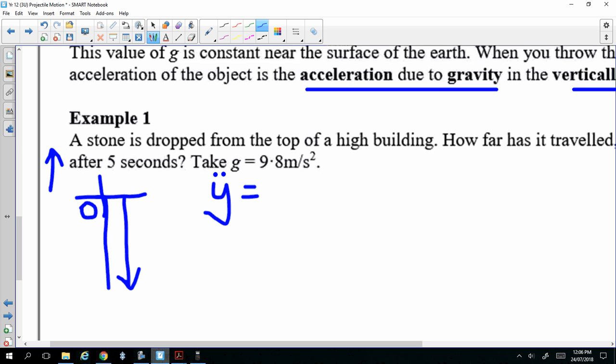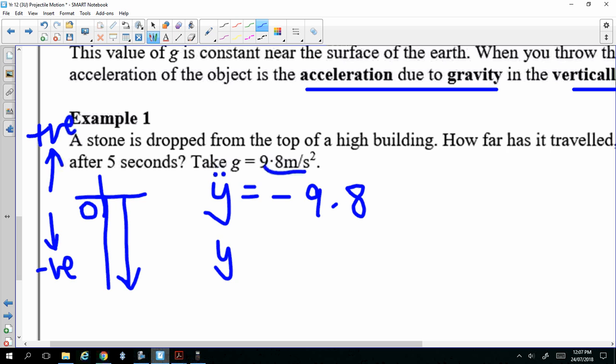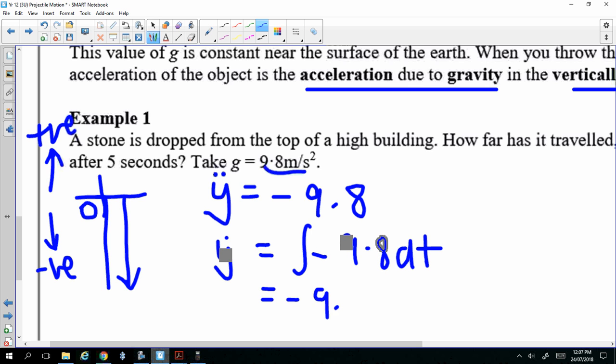In this case, the only acceleration experienced by the object is the acceleration due to gravity, which is 9.8, and it's going in the downward direction, therefore the acceleration is negative. So we start off with y double dot equals negative 9.8, and we find y dot by integrating with respect to t. That gives you negative 9.8 t plus c. Remember, always add a c after you integrate.